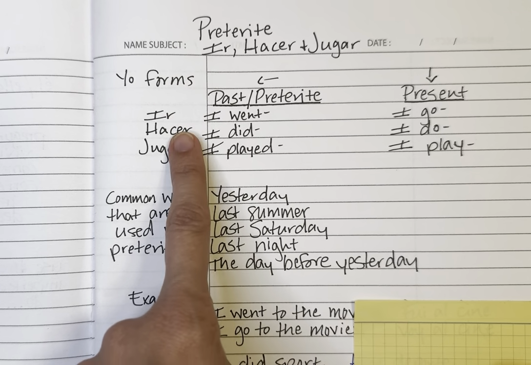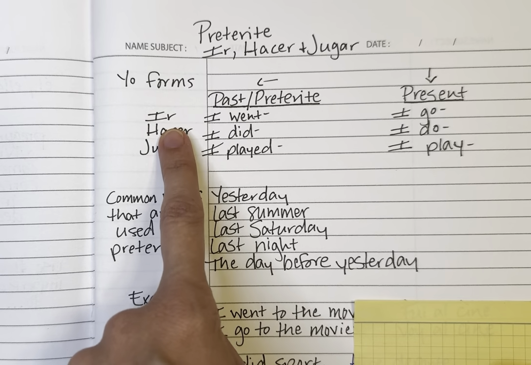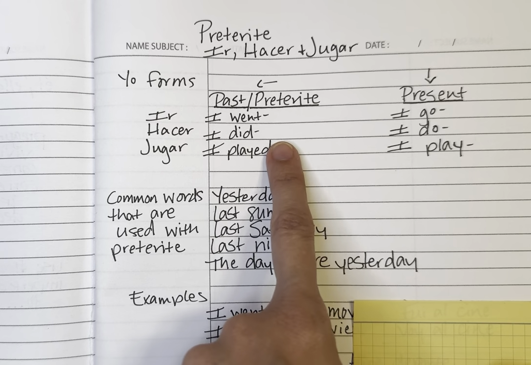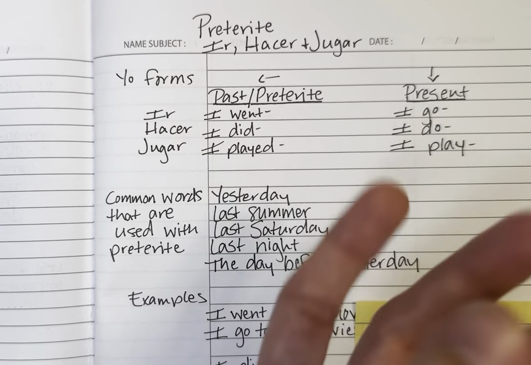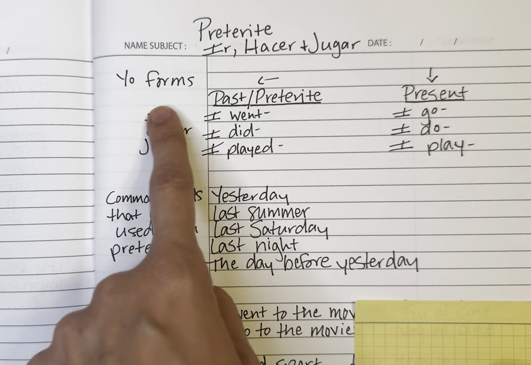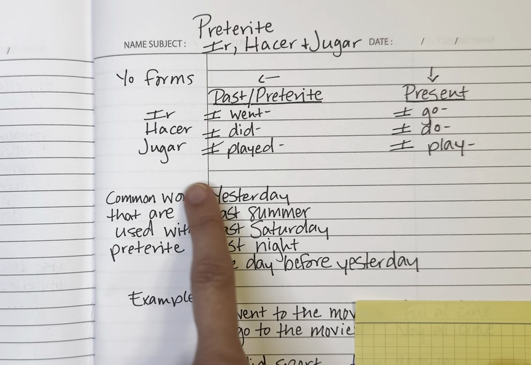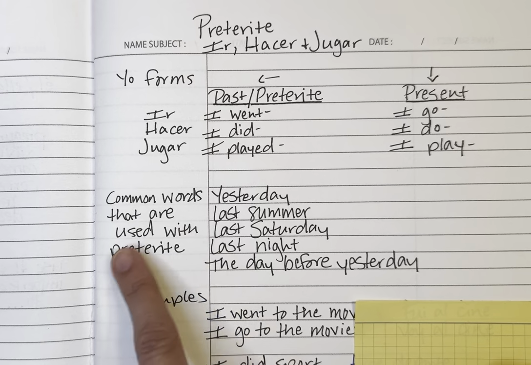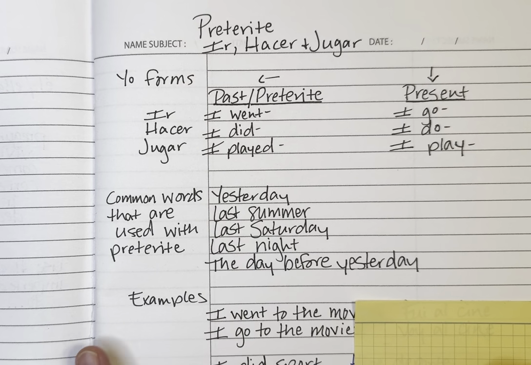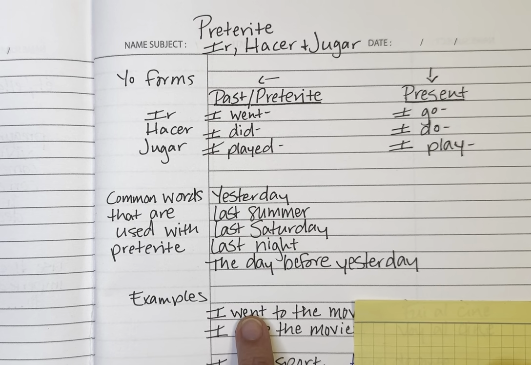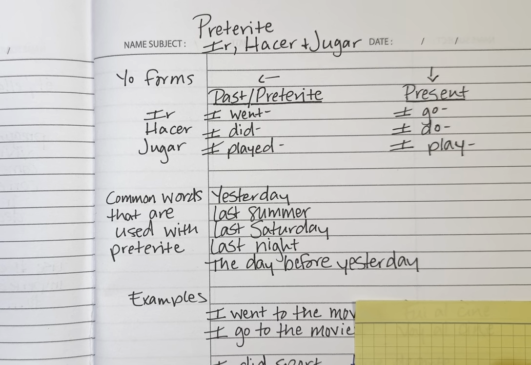And we are also going to focus on the yo form. So I went, or I go, I did, or I do, I played, or I play. After looking at the forms of the words, we are going to look at some common words that are often used with the preterite tense. And finally, we're going to look at examples comparing the preterite and the present tense of the verbs.